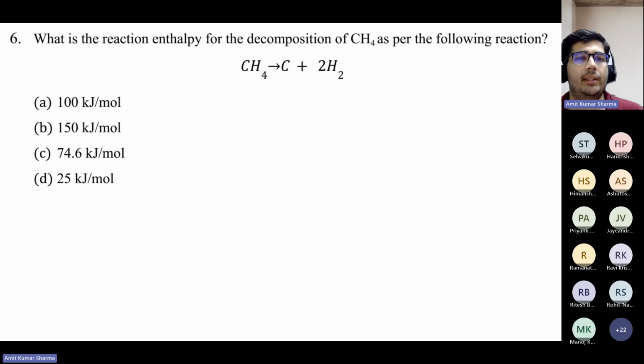What is the reaction enthalpy for the decomposition of methane as per the following reaction? CH4 to carbon plus 2 H2. Okay, so try to remember this. The answer is 74.6 kilojoule per mole. So this reaction requires this much energy.